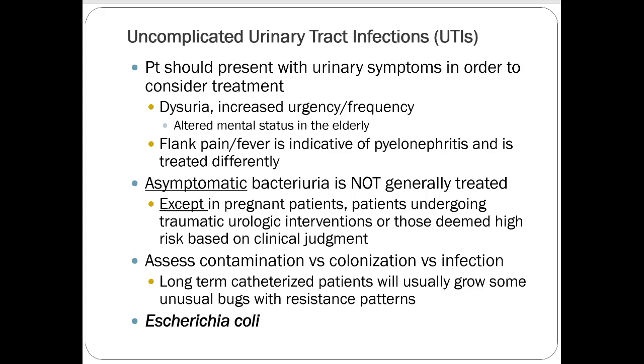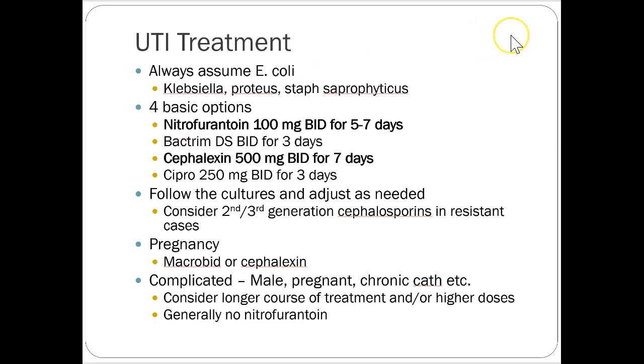And that is where it gets a little confusing. Contamination and colonization are not infection. An example I gave here: long-term catheterized patients are usually going to have some kind of bacteria growing. Usually it's not something we care too much about because they're simply colonized with it. It's not causing an active infection. And I bolded E. coli because it's the most common one you're going to see in UTIs. 90% will probably be caused by E. coli. The other ones that might cause it are Klebsiella, Proteus, and Staph saprophyticus.